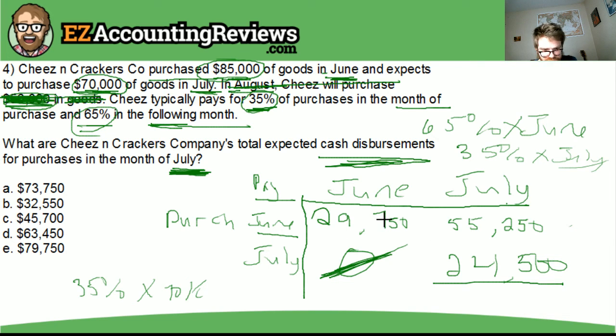That's what they're asking for, right? Cash disbursements. These two here. Add them up with me, okay? So 55,250 plus 24,500. Boom. 79,750. There you go. It's that easy. If you set up the table, you're good. You will see something like this on your test.